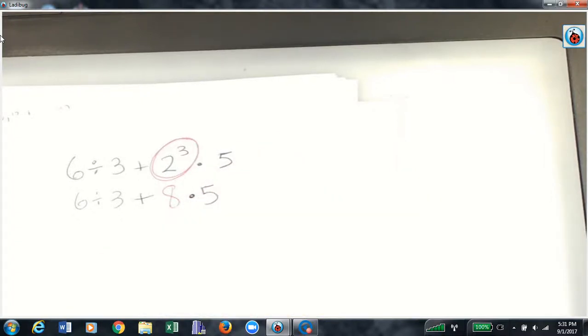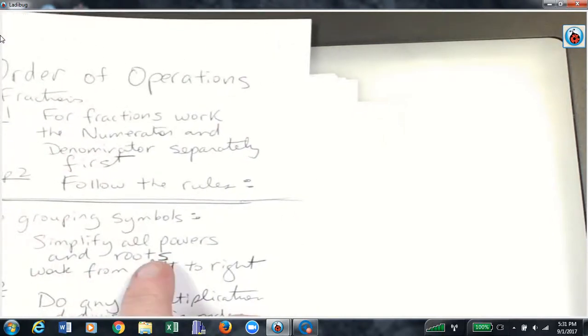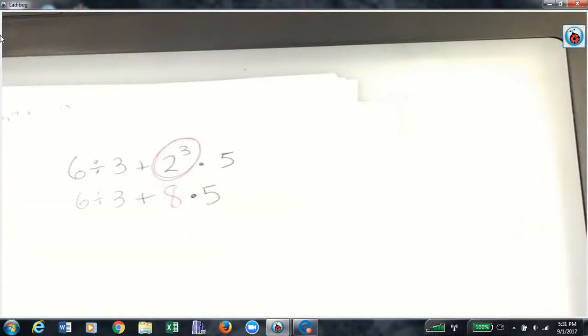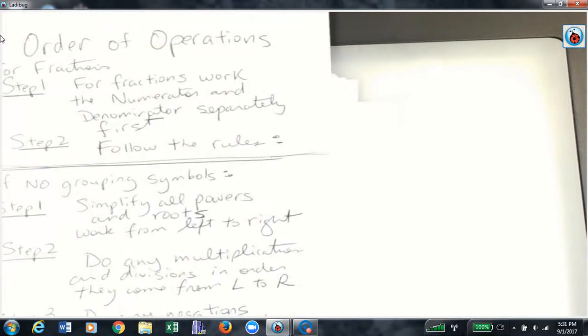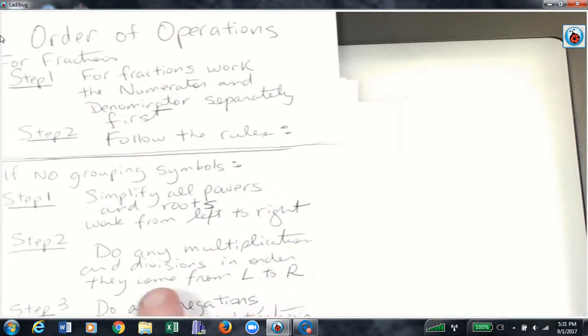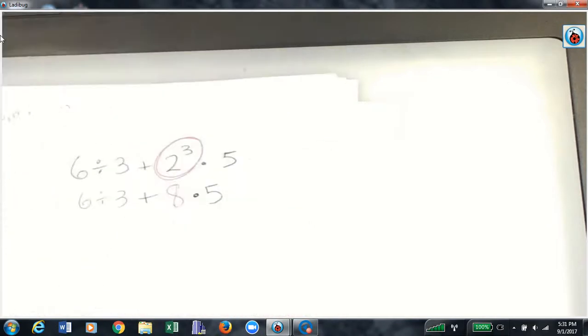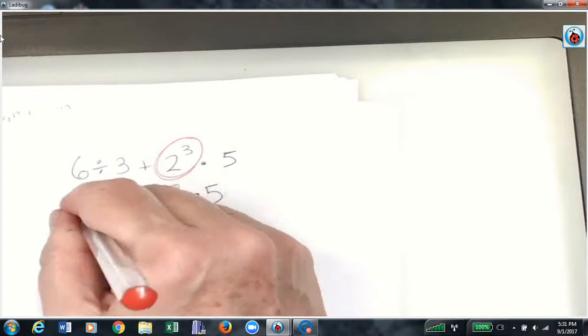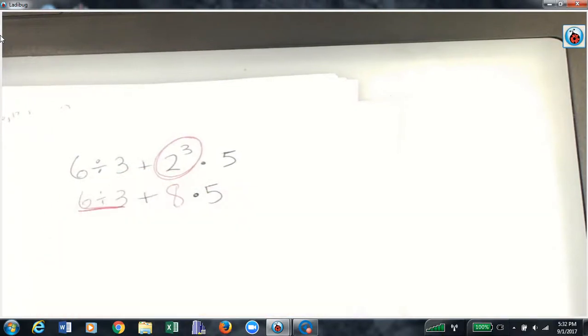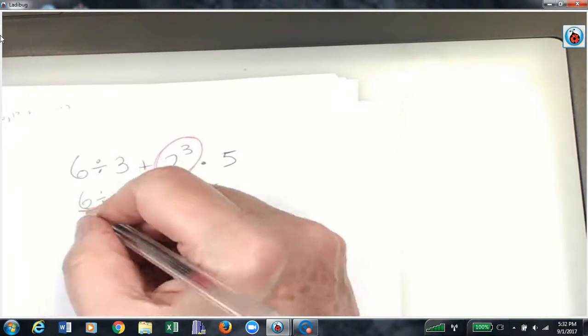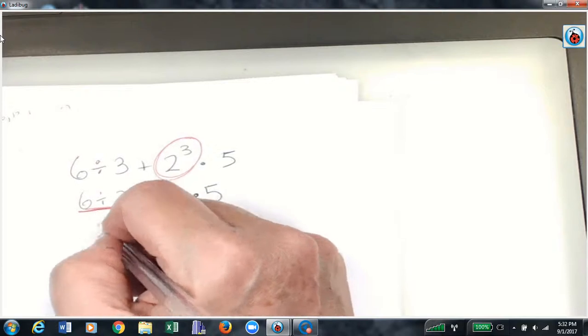Then the next thing it says, do I have any more powers or roots? I don't have any roots, any square roots here, and I don't have any more powers. So I'm not in step 1 anymore. Step 2 says, do any multiplications and divisions in the order they come from left to right. Okay, so going from left to right, I do have a division right there. And so I'm going to do that. 6 divided by 3 is 2.